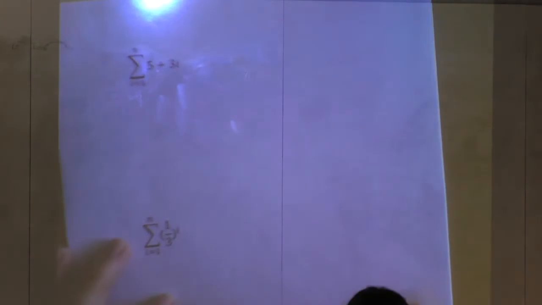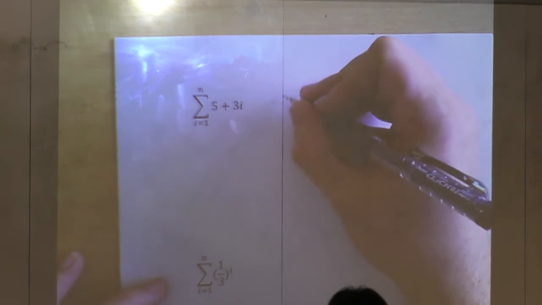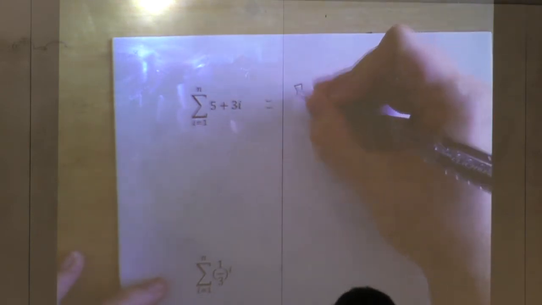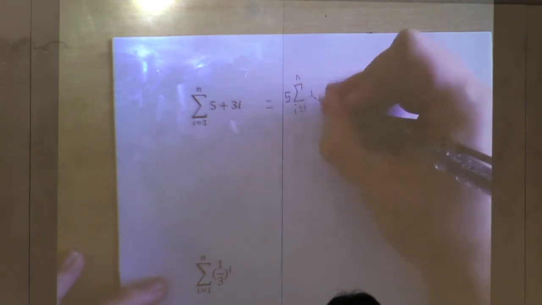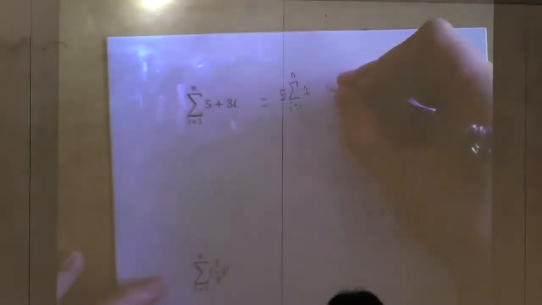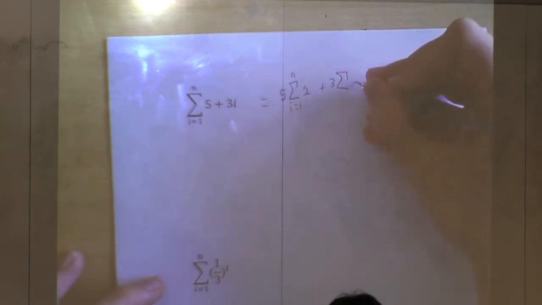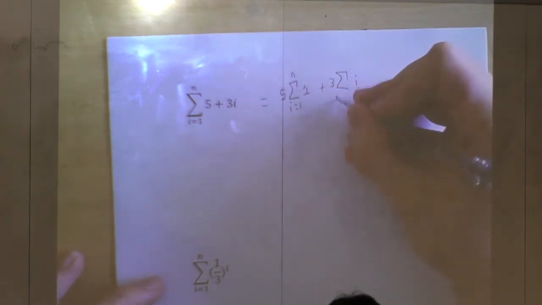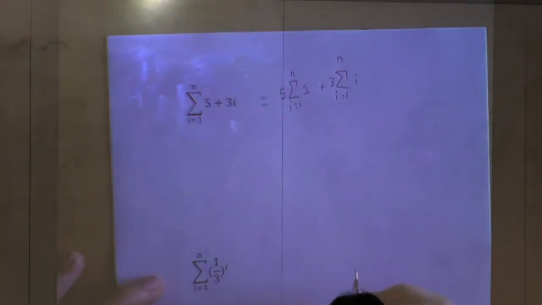Now if we look at this one, it's kind of the same thing, except for this one, you have something else you can do. So you can take the summation from i equals 1 to n, and you can pull the 5 out and leave a 1 inside. And then you can add that to the summation of 3 times i from i equals 1 to n. Does everybody follow how that worked?